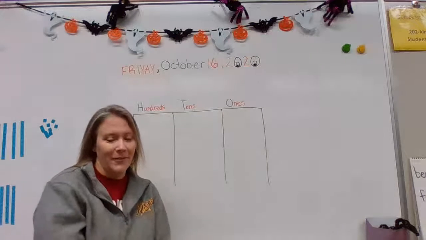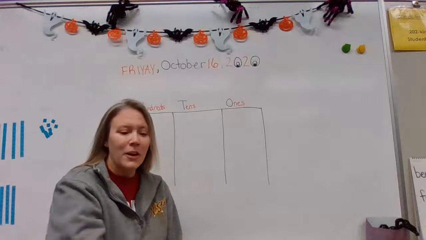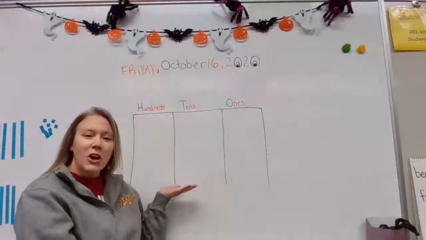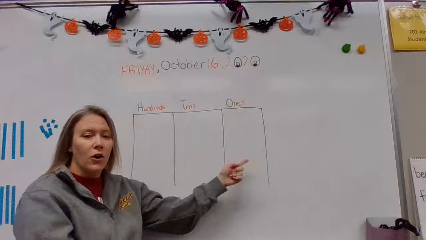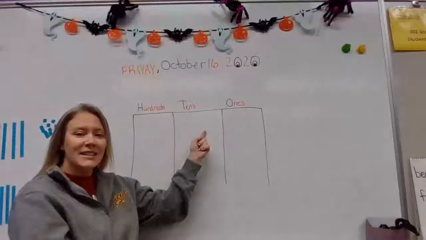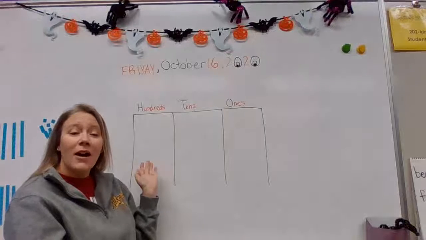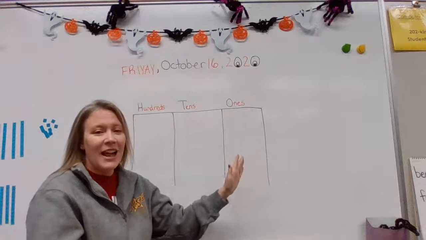Today for math we're going to talk about exchanging when we have too many in one category. So we're still going to be using our straws, that's our model today. We're going to be using our straws and our place value chart. Remember our place value chart? You can call it a place value chart or an HTO for hundreds, tens, and ones. So here we're going to be modeling different numbers with hundreds, tens, and ones.